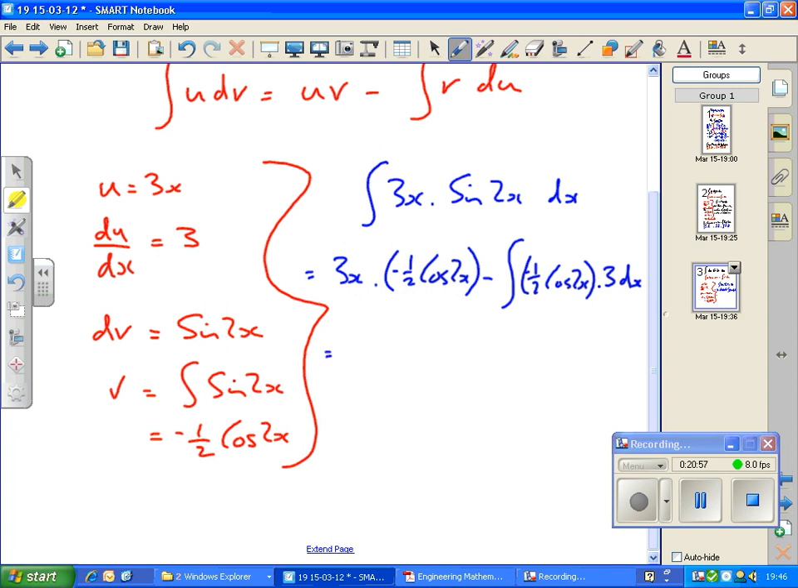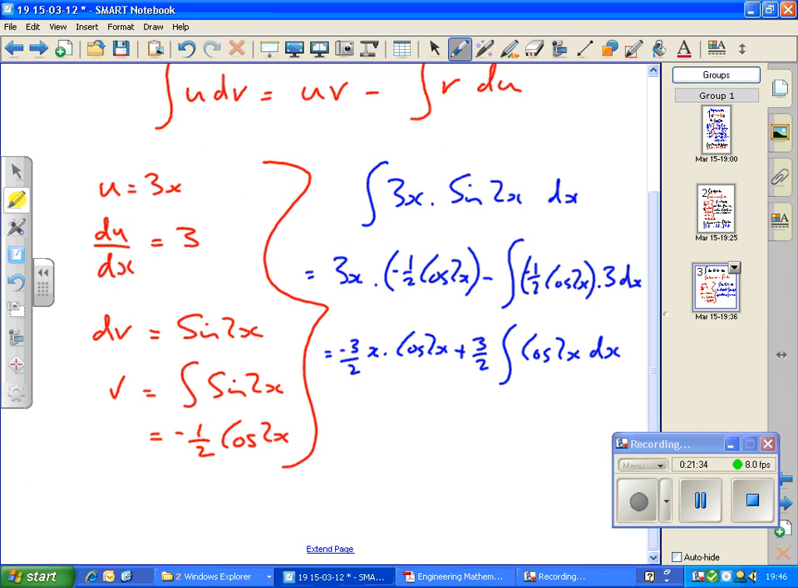Minus a half times 3 is minus 3 over 2 x times cos 2x. So that's that bit tidied up. Minus a half and the 3 can come outside of here, but minus 3 over 2 times minus and minus is plus 3 over 2 integral of cos 2x dx. So I just brought the constant, the 3 over 2 outside. And because it's a minus minus, that gives us a plus. So, okay.